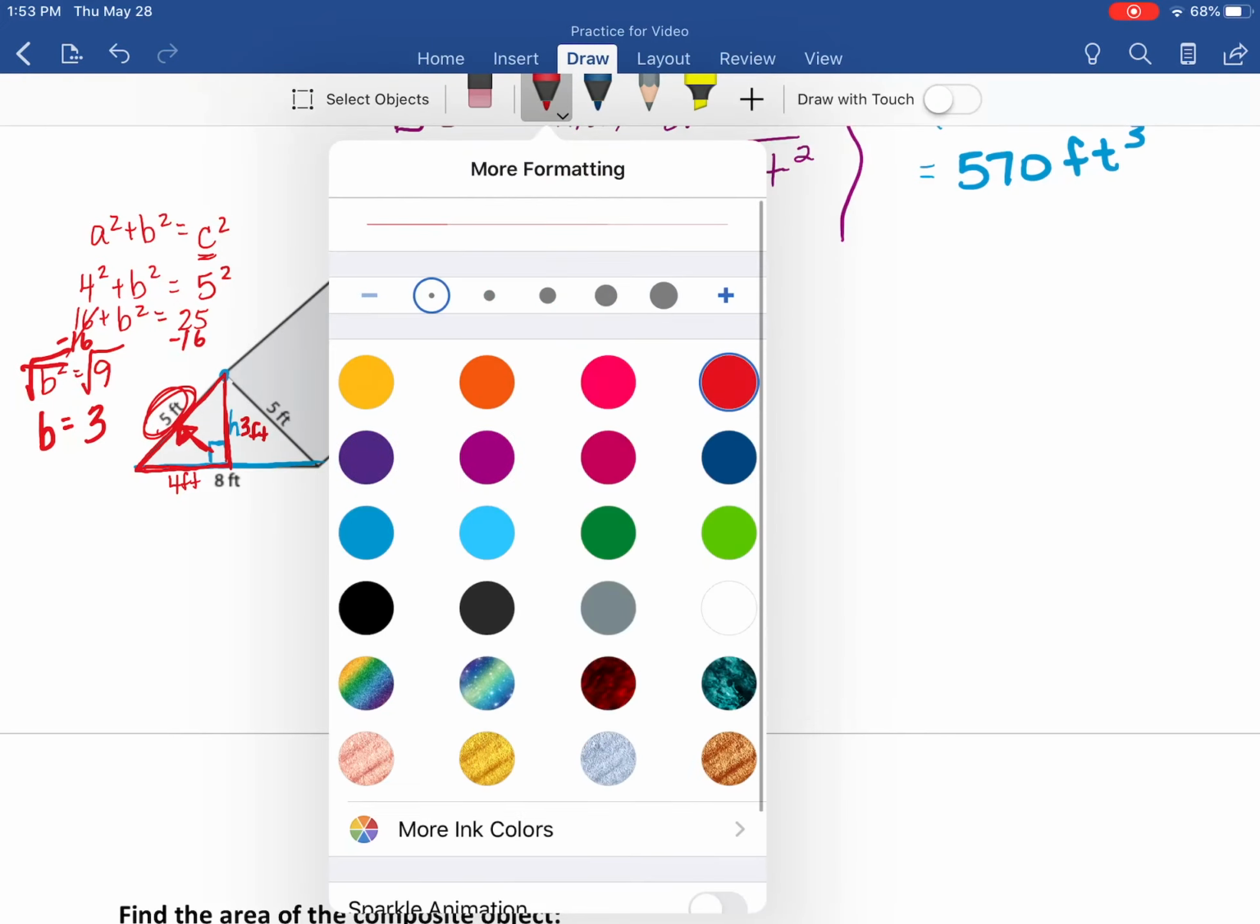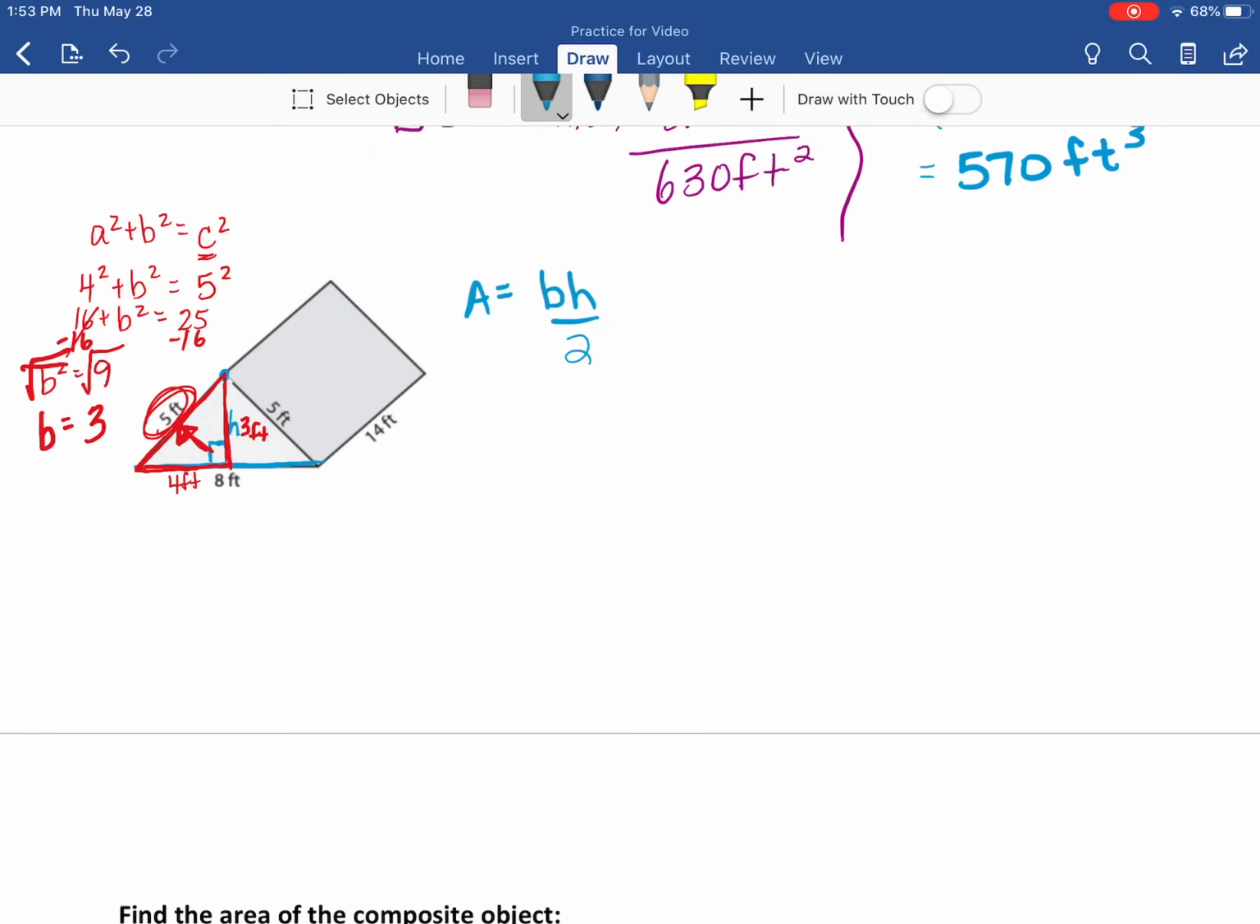Now I can go back to doing my surface area. So base, I'm still using a base of 8. That's how big the triangle is, the whole triangle. Base times the height, we just found out was 3, divided by 2 is going to be 12. Then I have rectangle number 1. I'm going to use this side as rectangle number 1. Length times width.